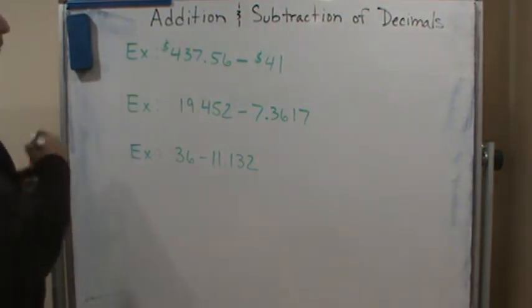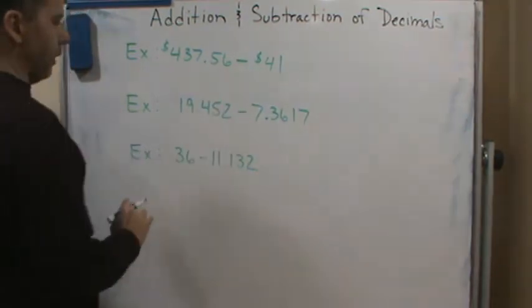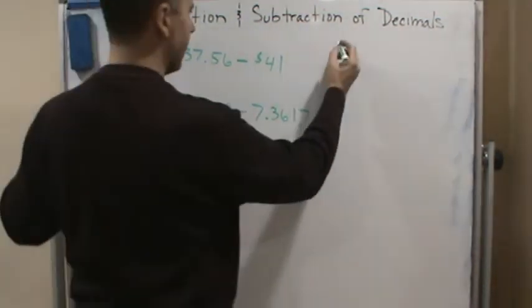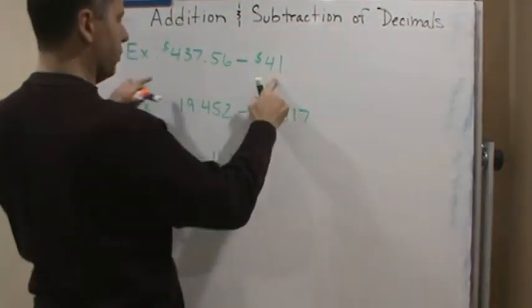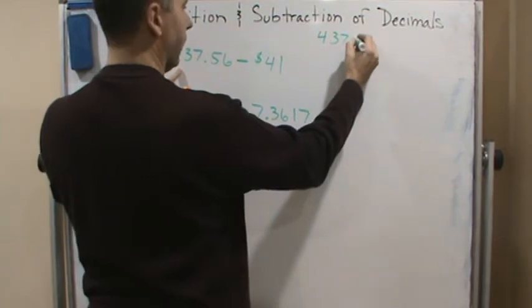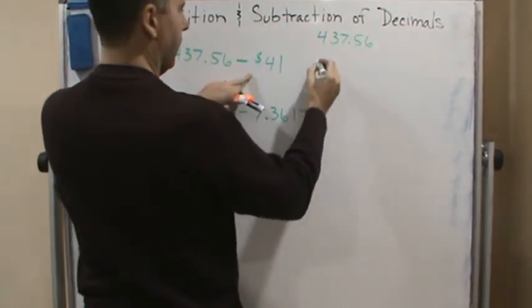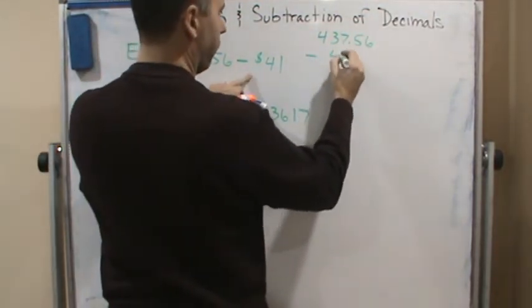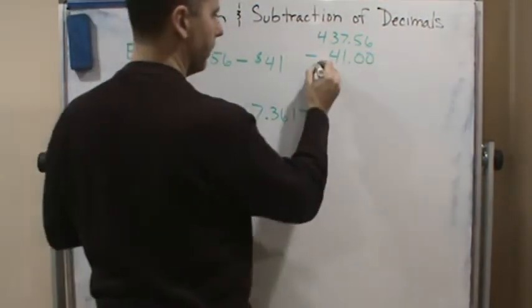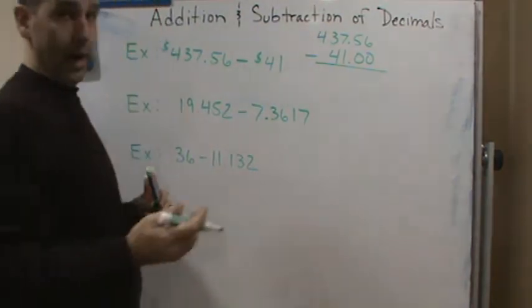Okay, so that's what I'm going to do here. So notice that we're taking these dollar amounts, so we're going to subtract these. So I'm going to set it up and do it vertically. So this is going to be 437.56 minus 41. And so I'm going to put in the zeros for placeholders. And so now I'm going to subtract.